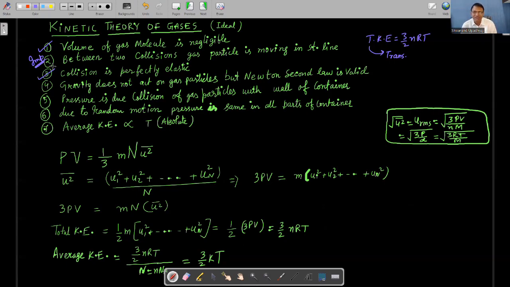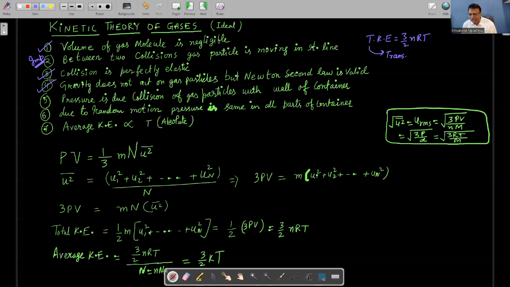So gravity is not acting on gas particle, but Newton's second law is valid. How is Newton's second law valid? We are saying that rate of change of momentum is force. When gas particle is going and colliding with wall, it is applying force on the wall. Force upon area is pressure. So Newton's second law is valid, but gravitational law is not valid for ideal gas particles.